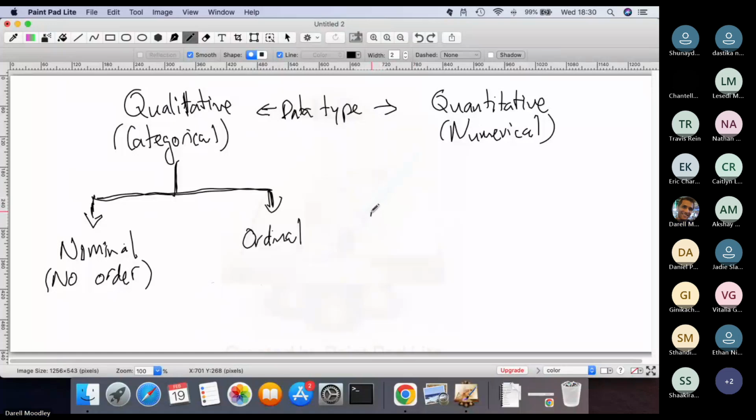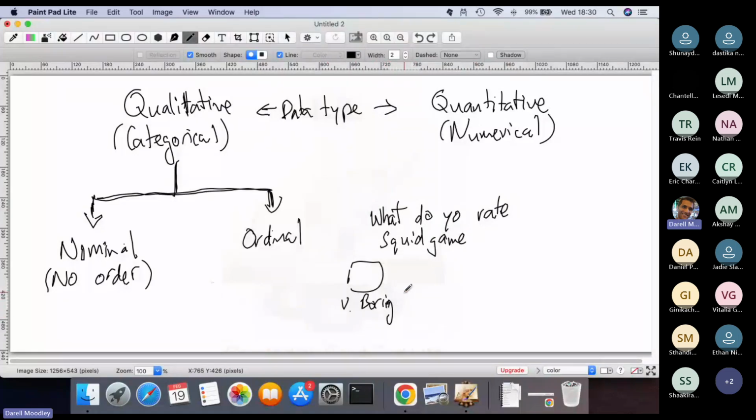The question is, what do you rate Squid Game? Okay, and your options are, right, first option is very boring. So we'll say very boring. Oops, I forgot the N, forgive me. All right, the next option is dull. The next option is okay. Next option is exciting. And the last option is fantastic. I'll write it down.